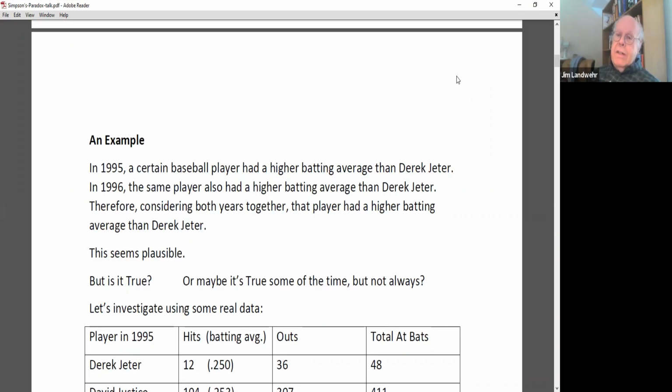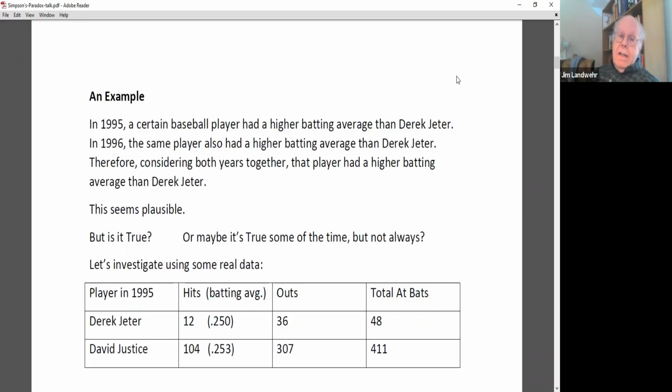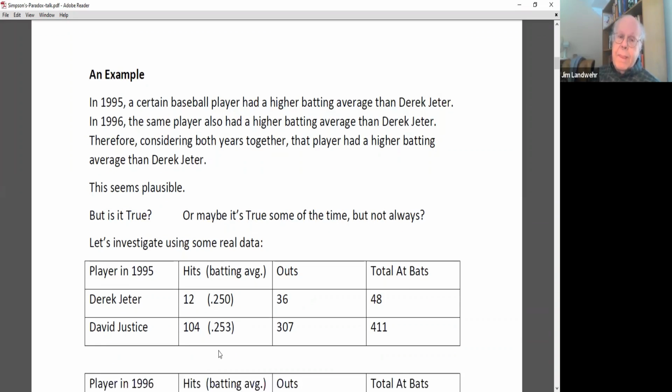This is all real data in this talk today. And let's see what's happening. So here we are in 95. Derek Jeter had 12 hits in 48 at bats, and the batting average is the hits over total at bats. So his batting average was .250. And David Justice, the other player who was with Atlanta, but not as famous as Derek Jeter, he had 104 hits over 411 at bats. So his batting average was .253.